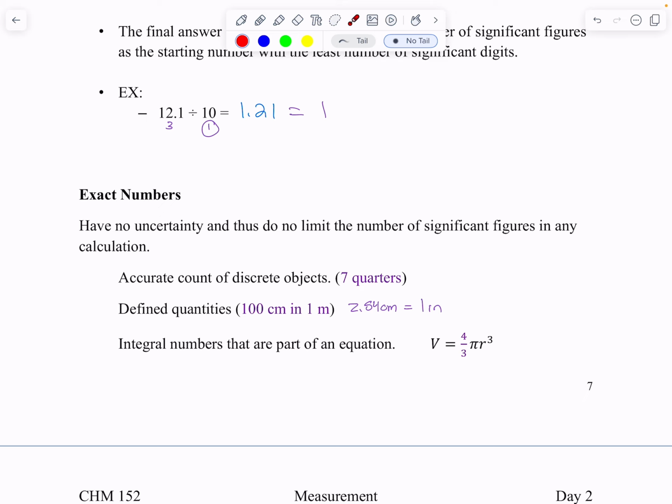Like, if you're trying to take the volume of a sphere, that's what this equation is. If you take the volume of a sphere, and you're like, oh, I have a 4 and a 3, so I get 1 sig fig. No, they're exact numbers. They do not limit you, right? In fact, most of the time when I go from English to metric conversions, which is what's next up, I use the 2.54 because it's exact. It doesn't limit my sig figs. Most of the time for us, it doesn't matter, but I like that, all right? So those are the exact numbers.